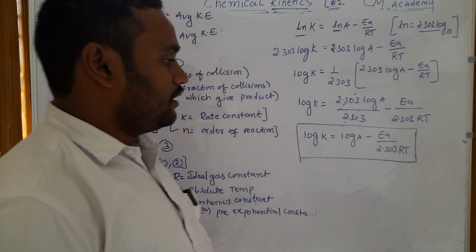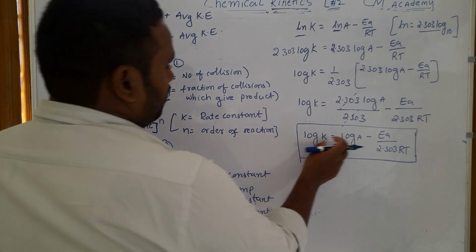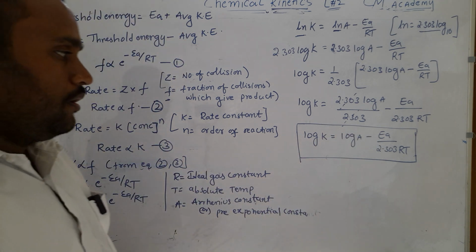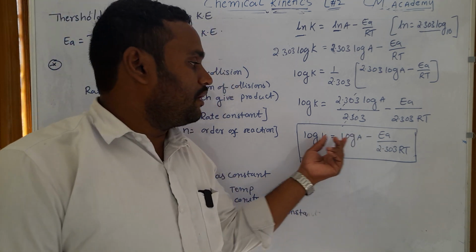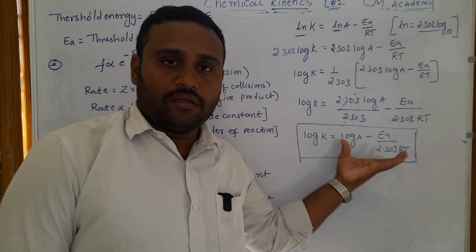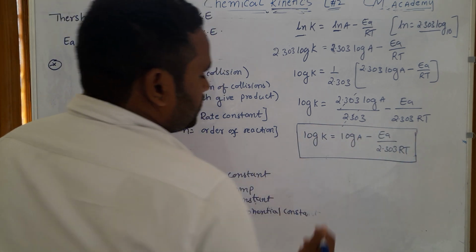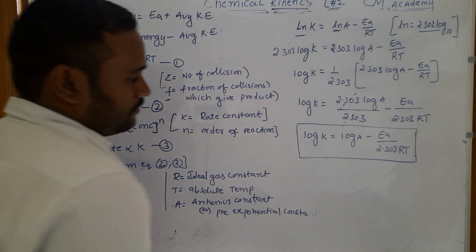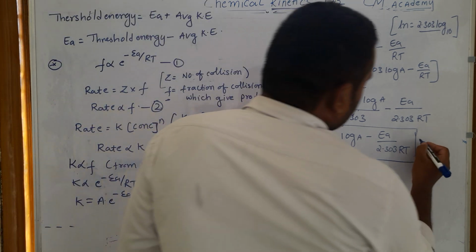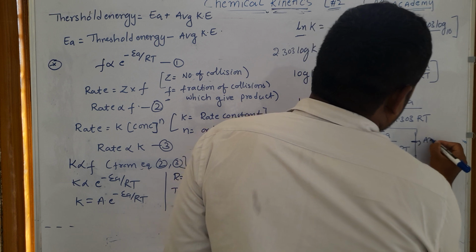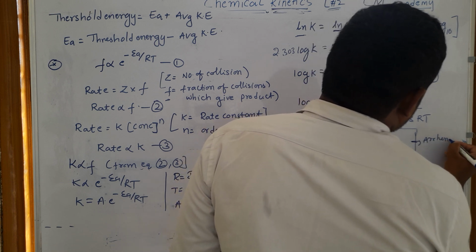Activation energy at a given temperature, by using log k and log A, we can calculate any one of the variables if we have the remaining variables. Okay. And now let us see the graph for this Arrhenius equation. So it is called the Arrhenius equation.